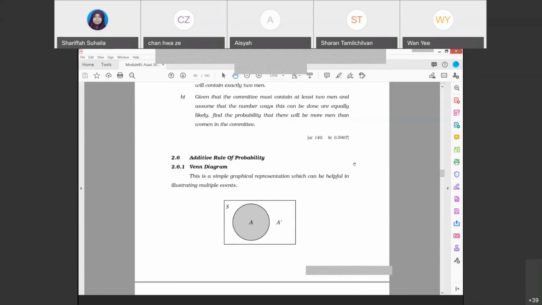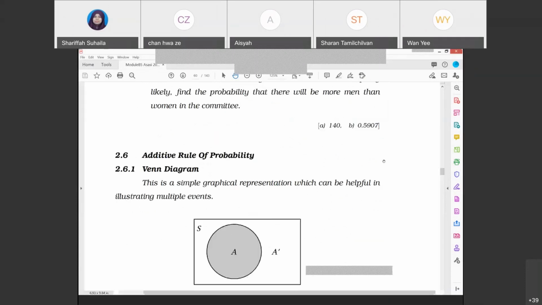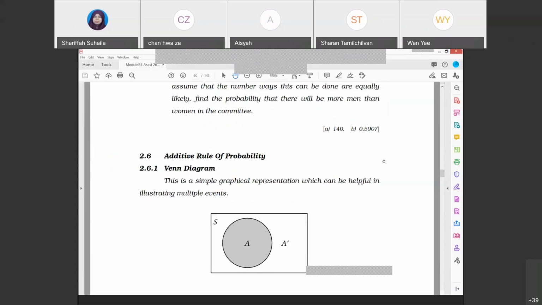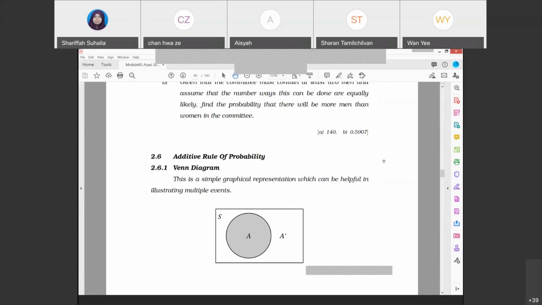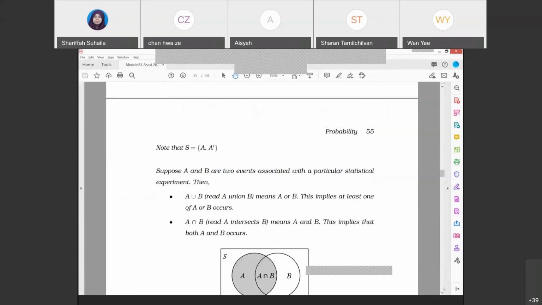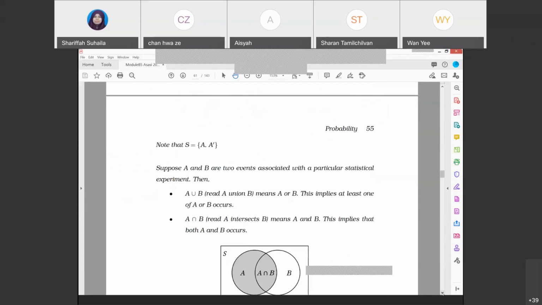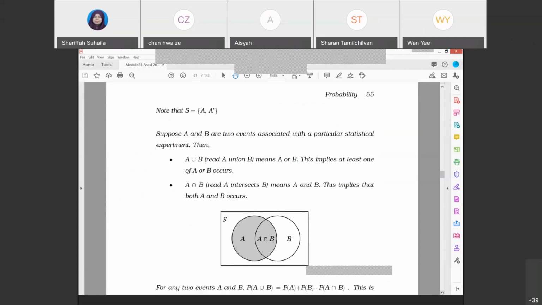Okay, so this is the concept for additive rule of probability. Again, we will also use the concept of Venn diagram. As we mentioned earlier, if we have set A, and set S is your sample space, and A prime is your complement, then the probability of A prime is equal to 1 minus the probability of A. Okay, so again, if we draw a Venn diagram, we already learned about this one.